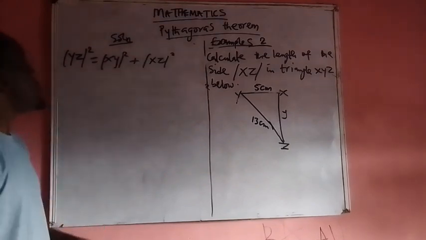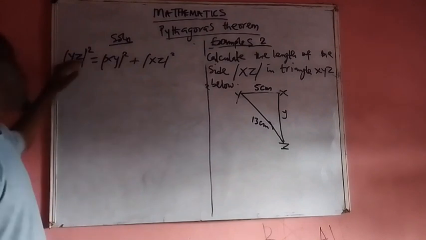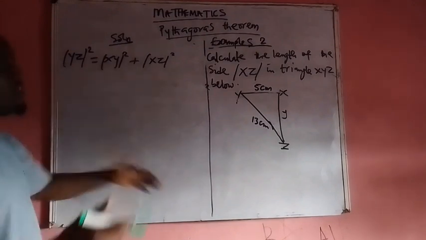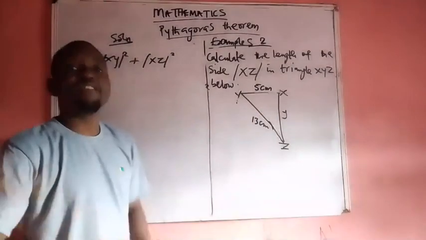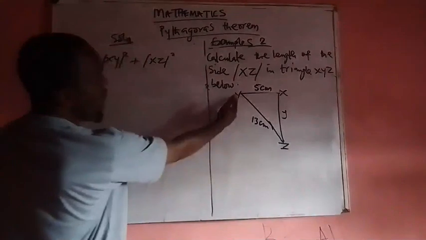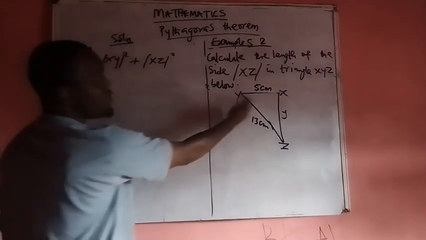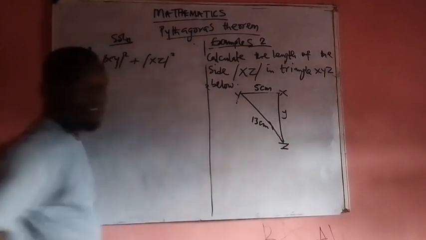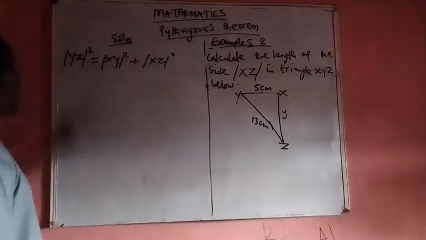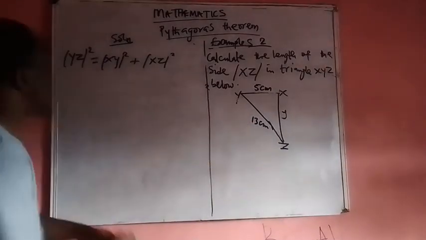Now, remember, in case you don't want to be using XY or XZ, they give us parameters that indicate the sides, so we can easily use them. Anywhere we see YZ, we change it to 13. Anywhere we see XY, change it to 5. And anywhere we see XZ, we change it to y. So let's do that.